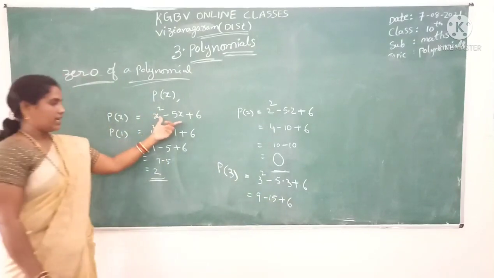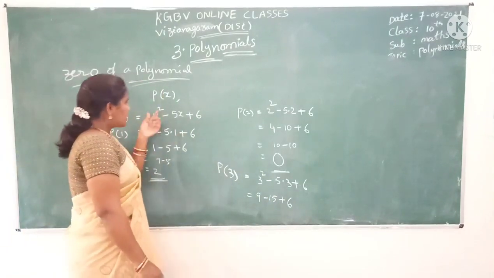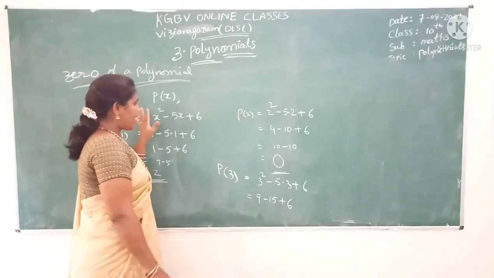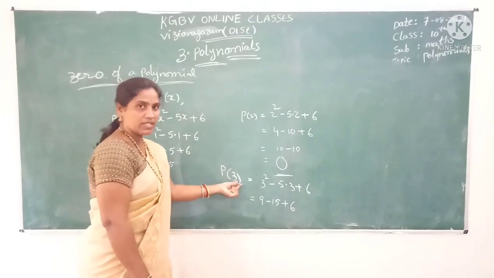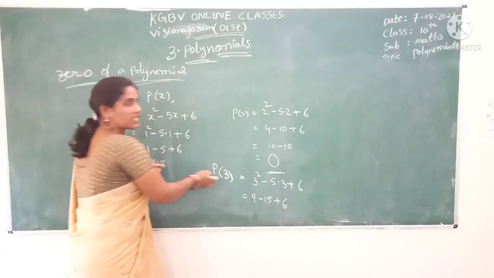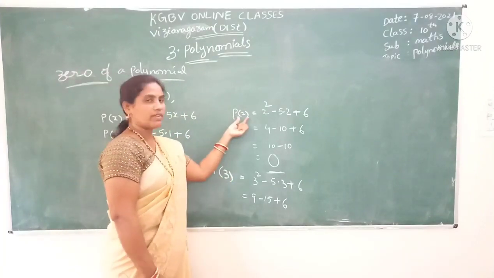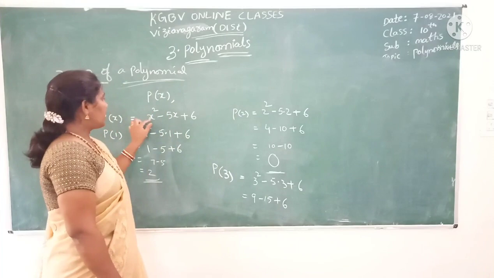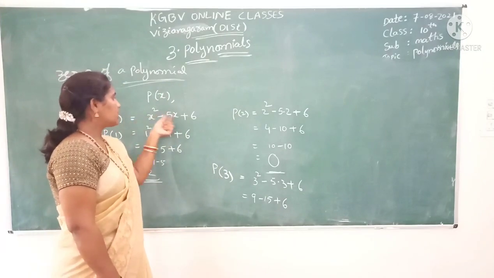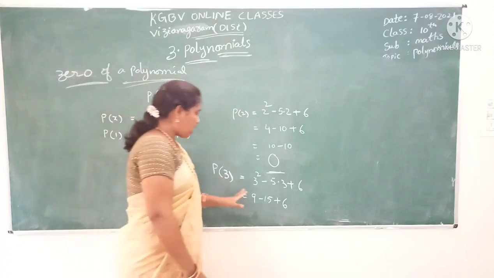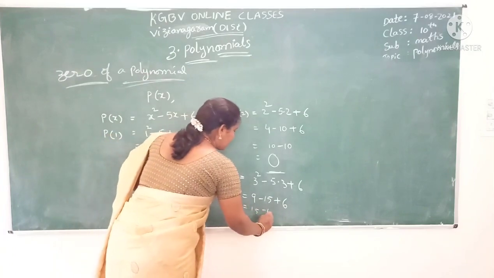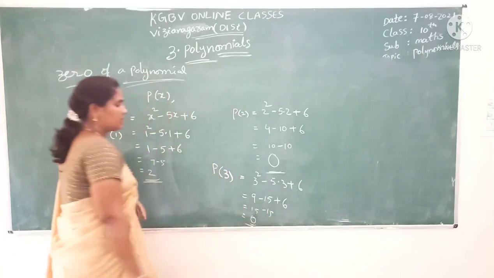In this polynomial, we calculate P of 3 by substituting the 3 in the place of the variable. So wherever x is there, we have to substitute 3. Wherever the variable is, in that place we have to calculate with the value we have taken. Suppose we calculate P of 2 using variable x, so we substitute 2 in the place of x. P of 3, 9 minus 15 plus 6. So 15 minus 15 is equal to 0.